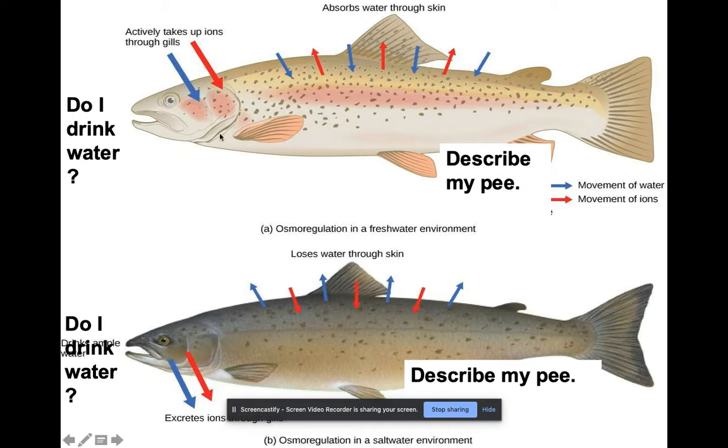In a freshwater system, let's think about this. Where is most of the water? Most of the fresh water is outside of the skin. And so water is going to be absorbed every time I open my mouth and drink. Water is going to go into my system. Water is also going to be absorbed through my skin.